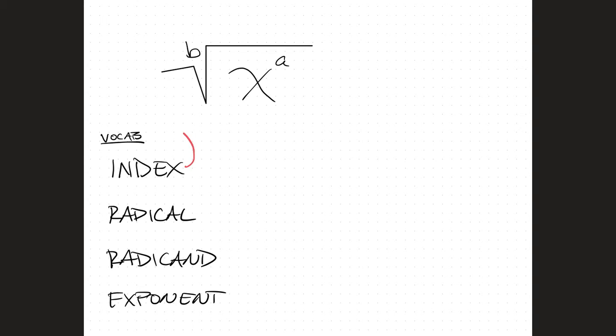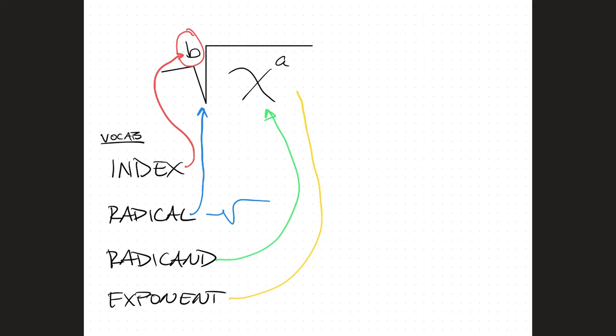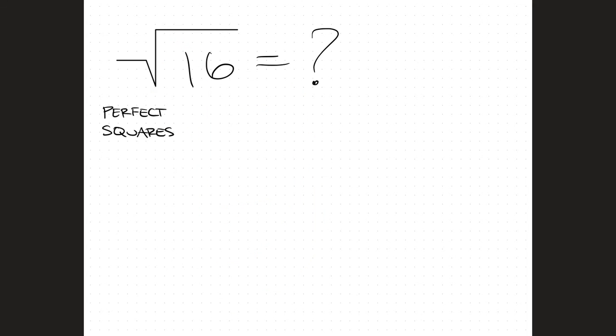First word here is the index. It is the number located in this spot. It tells us what root we're looking for. The radical is this symbol, okay? It tells us that we are looking for a root. The radicand is the number underneath the radical symbol. And we remember previously our exponent tells us how many times we are multiplying the base. In this case, it's the radicand. So those are the general terms. Let's see them in action in practice here in a minute.